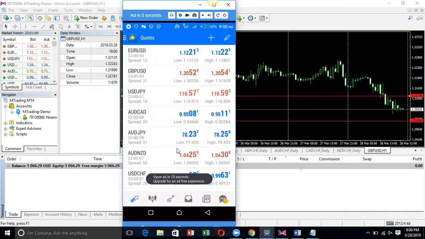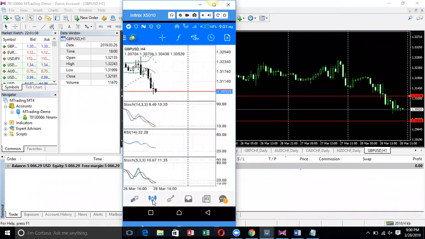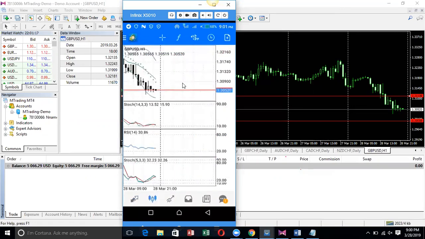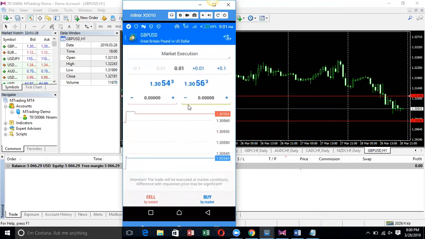This is it. This is my MT4 on my mobile phone. This is the chart. This is GBP USD on H1. So remember, I will go here. This is the new order of the mobile MT4. I've opened it. This pink line is for stop loss, and this lime or green line is for take profit. But I have to come here.